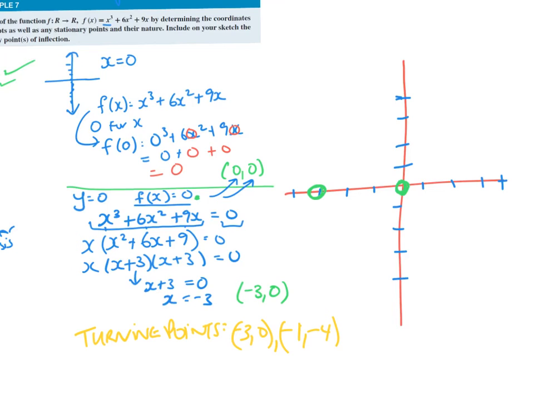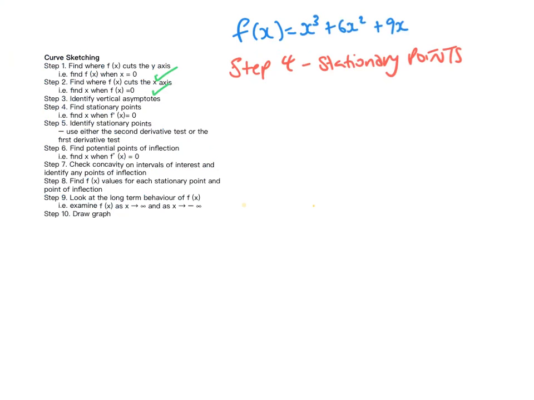So at (-3, 0), we already had that as an intercept point, but we're just going to mark that there. And at (-1, -4), we're going to put the other point there. So we're on the way to sketching this thing now that we've done the turning points. So we have found the turning points. We certainly haven't done any testing on those turning points, any derivative testing using first or second, but we have just identified the actual points themselves.